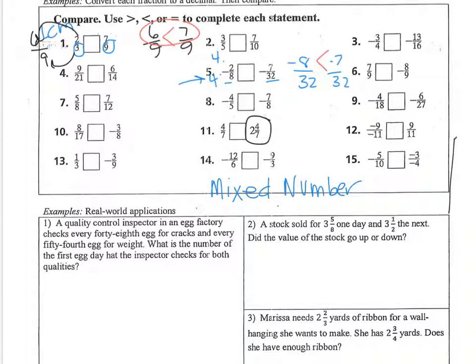I'm going to change that to an improper fraction by multiplying 2 and 7. So I'm going to multiply 2 times 7 and then add the numerator 4. That's going to be all over 7. So 2 times 7 is 14, plus 4 is 18. So it's 18/7. Now 18/7 is definitely bigger than 4/7.